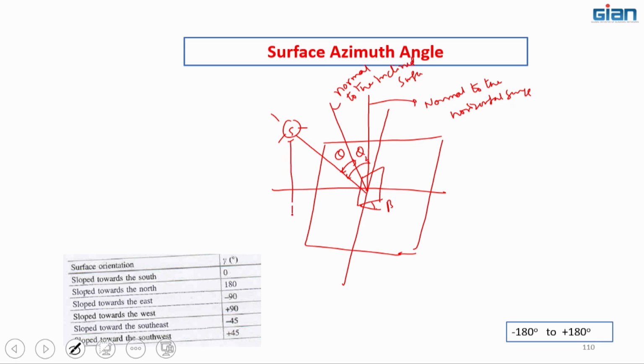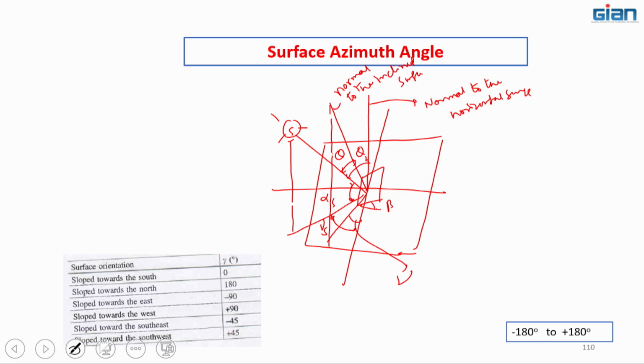Already you know what this is. This is gamma s, and also you know this is alpha s, but this is gamma. This is the surface azimuth angle.